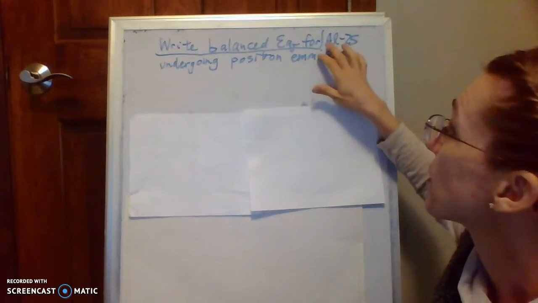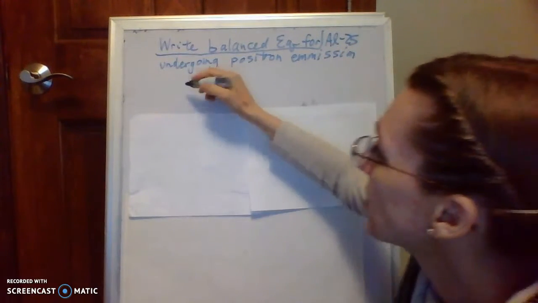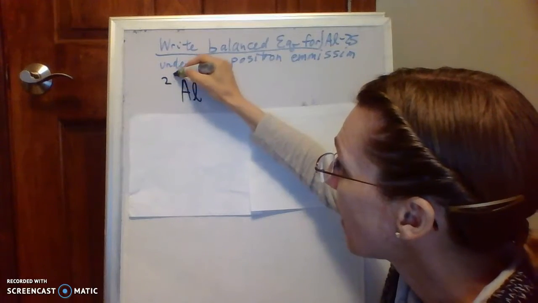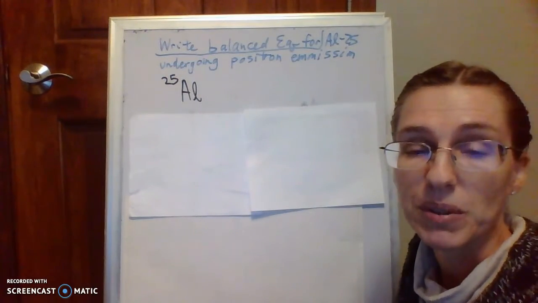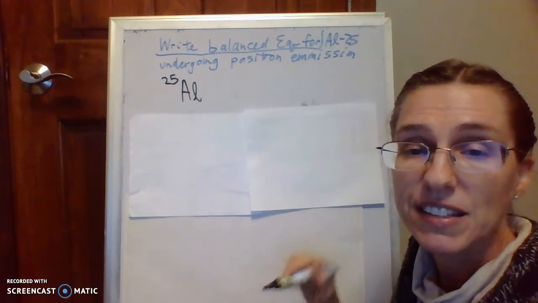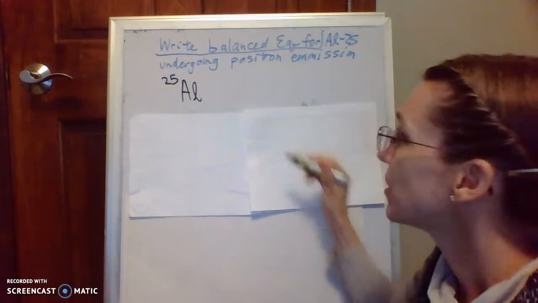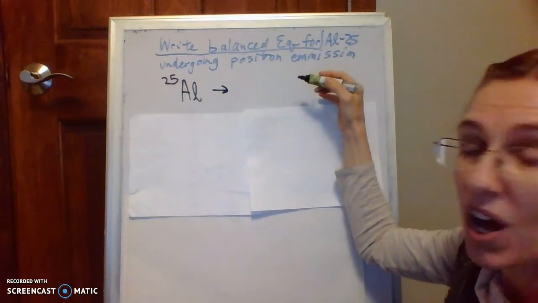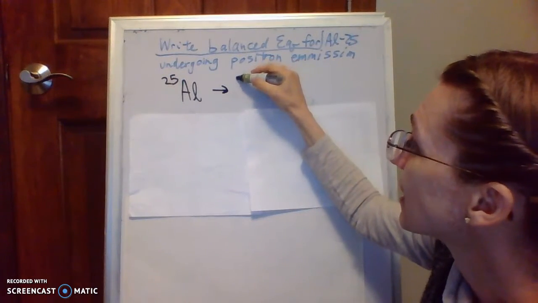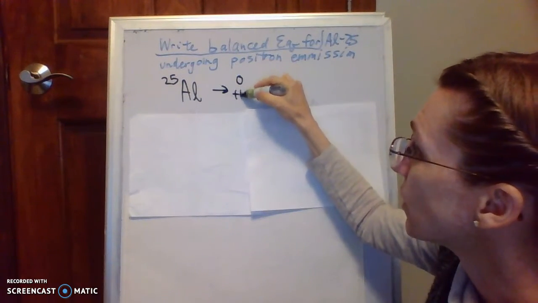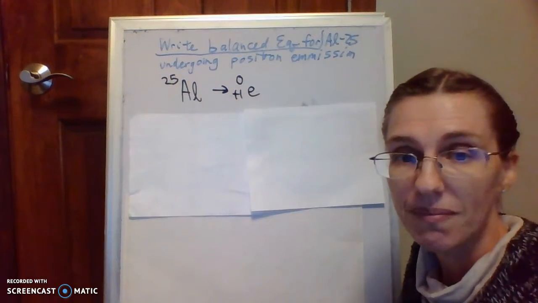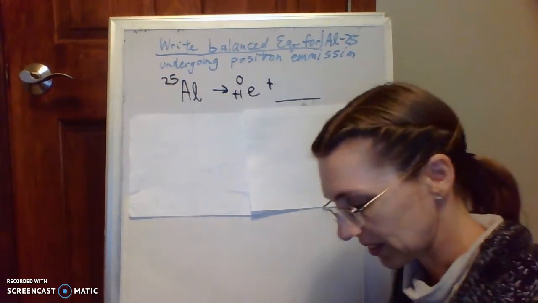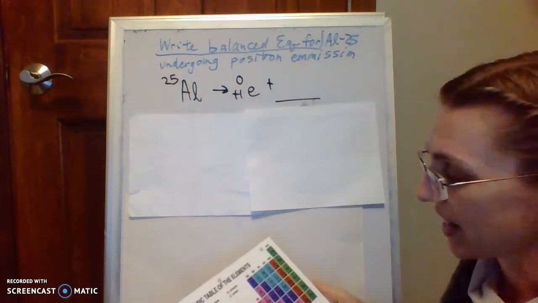We know that we start off with aluminum 25. So right away I'm going to write aluminum, and I'm going to write the isotope that has a mass of 25. Put that mass number up there on the top. It says it's undergoing positron emission. So emission means that it's giving it off. So if it's giving it off, then that's a product. Positron is like an electron, but it has a +1 charge, right? And of course it's going to give off something else, okay? Because the masses have to add up.